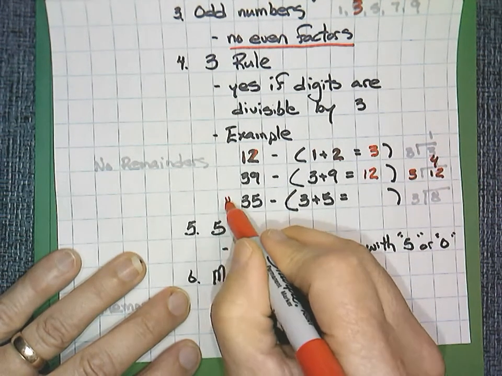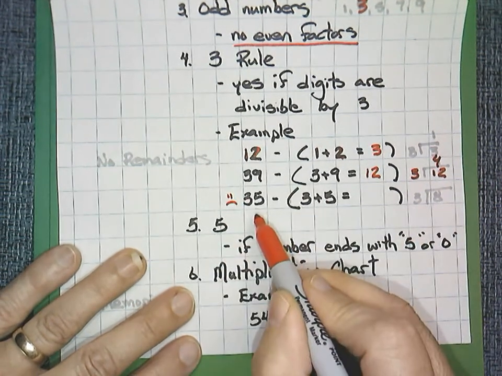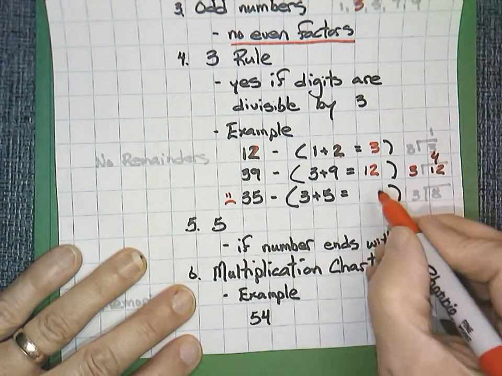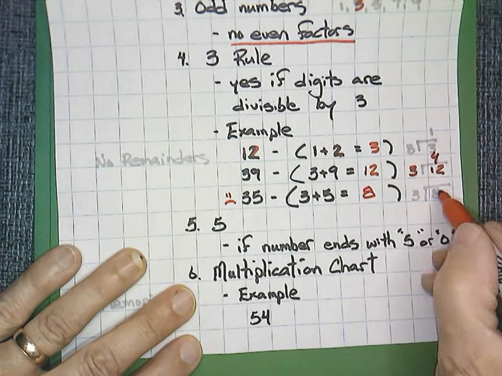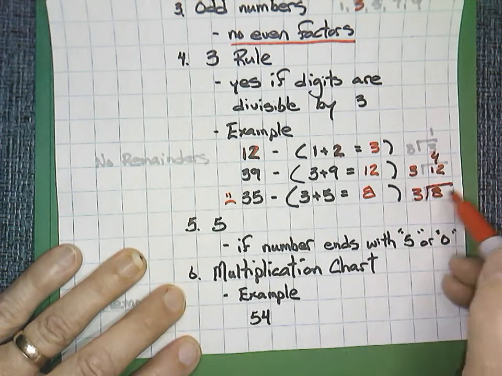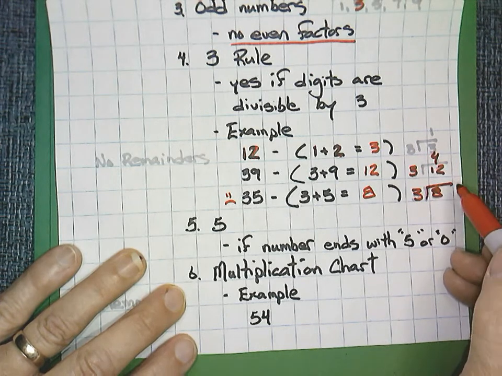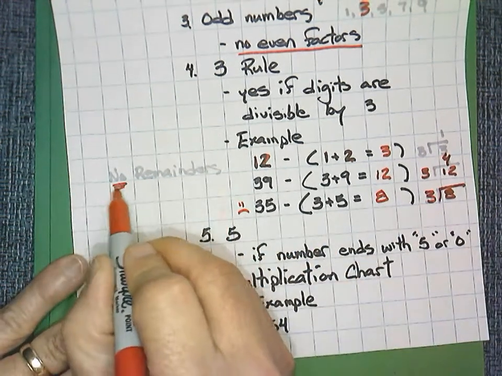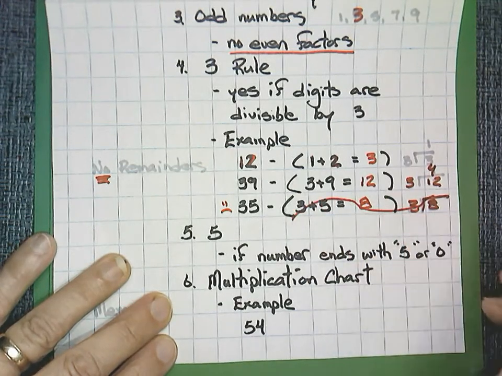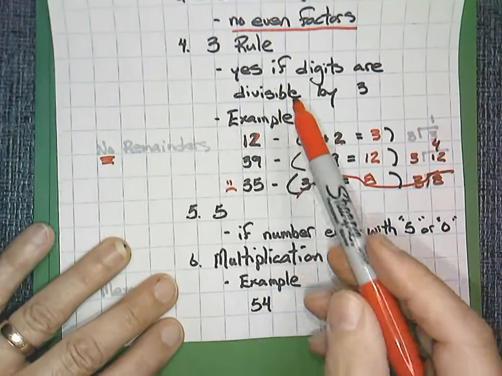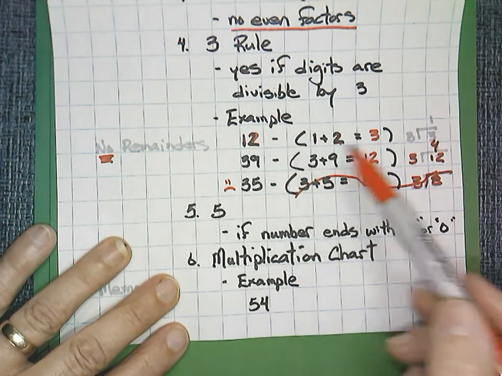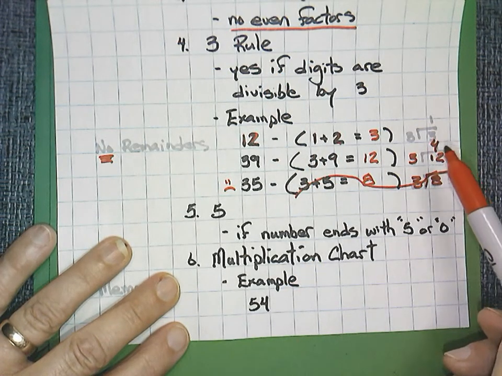Now, in this case, 35 is not divisible by 3. So, well, how do you know? 3 plus 5 is equal to 8. If I take 8 and divide that by 3, what I'll get is something like a 2 with a remainder of 2. But you may not have remainders. So in this case, that would not be. So that's a neat little rule for 3. I call it the 3 rule, that if you add your digits and if they're divisible by 3, it means it has a factor of 3.